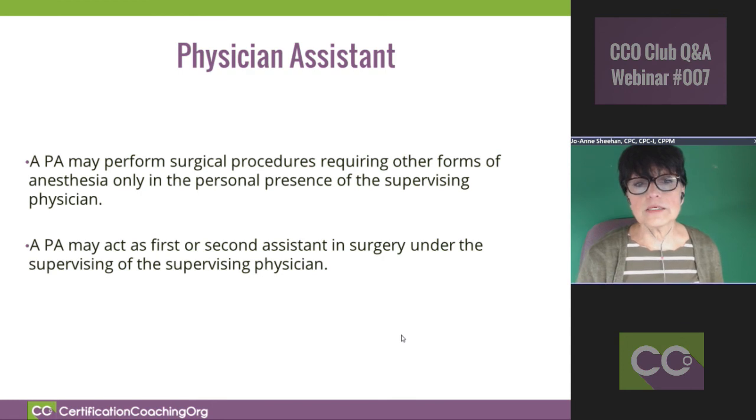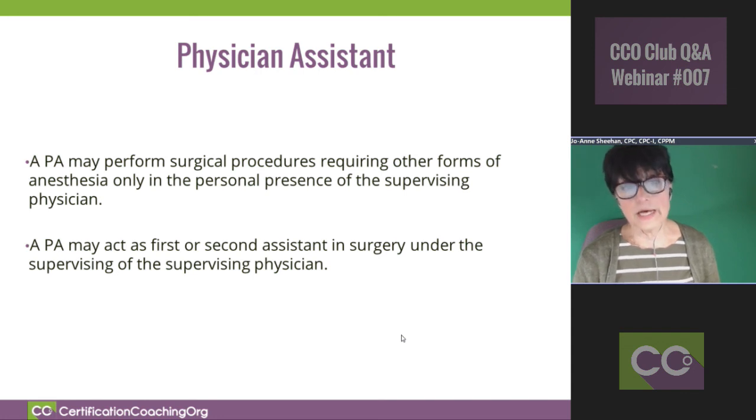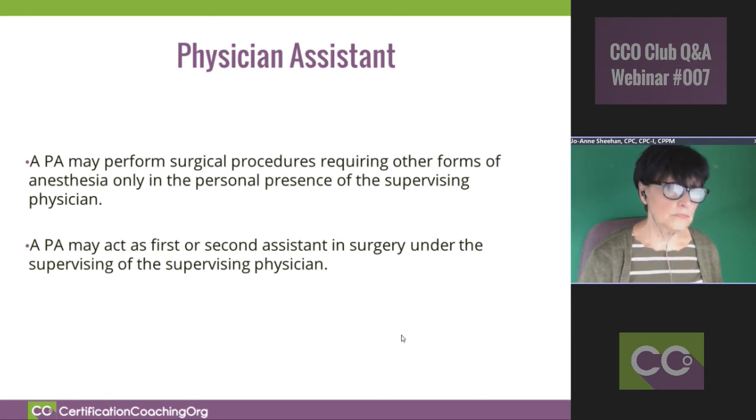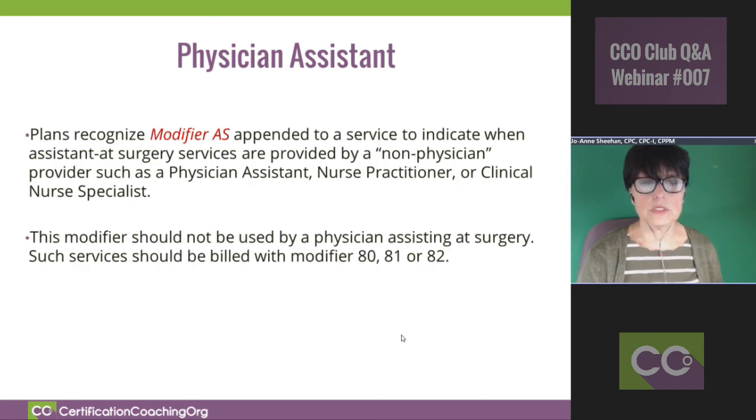So a physician assistant may perform surgical procedures requiring other forms of anesthesia only in the personal presence of the supervising physician. A PA may act as first or second assistant in surgery under the supervision of the supervising physician. All right, so that's one of the rules.